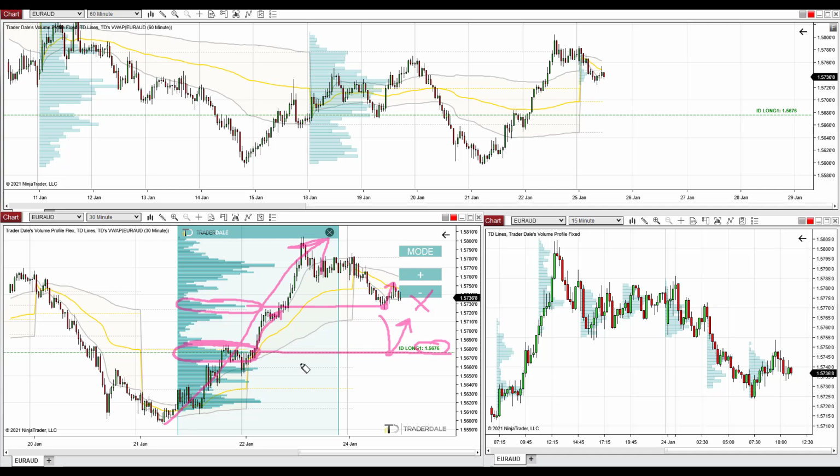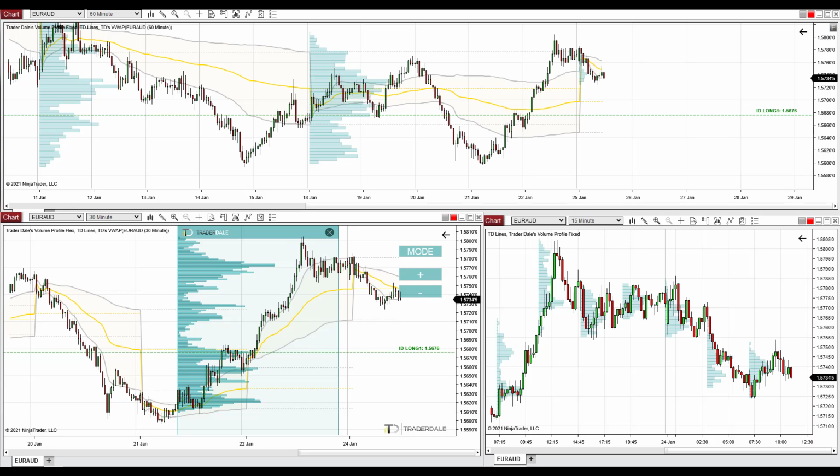Now, as you can see, there was also a significant volume cluster right below that, but it got tested right away with this pullback. So this one is tested. I won't be trading that. In this immediate area, this is the one which I'm interested in the most. So that's the strong day trading support on the Euro Australian dollar. And now let's move on and check out the next trading idea.